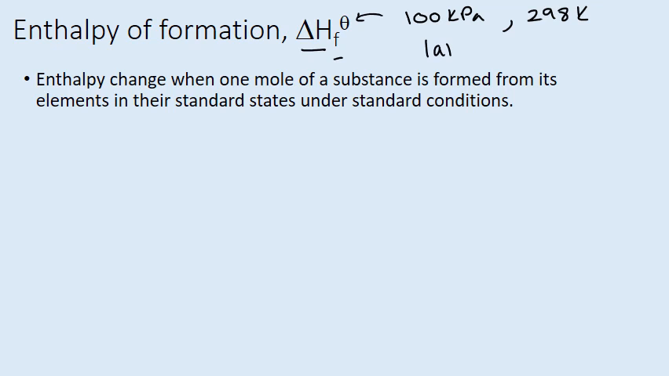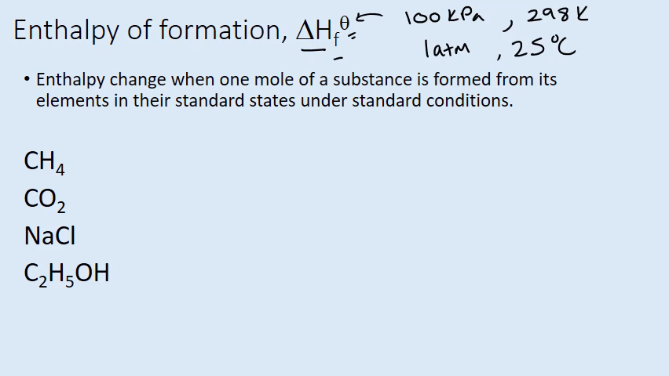Okay, standard conditions are 100 kilopascals and 298 kelvins. You can remember them in any units, and the easiest units to remember is probably 1 atmosphere and 25 degrees C. So you do need to know what standard conditions are. Right, let's have a look at some examples then. So we've got 4. We're going to look at the enthalpy of formation of CH4, CO2, NaCl, and C2H5OH.